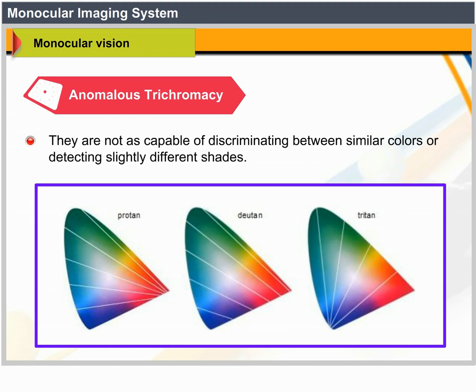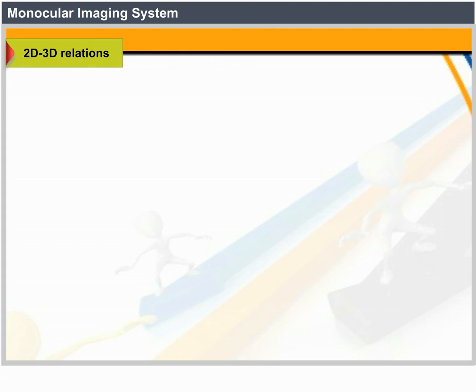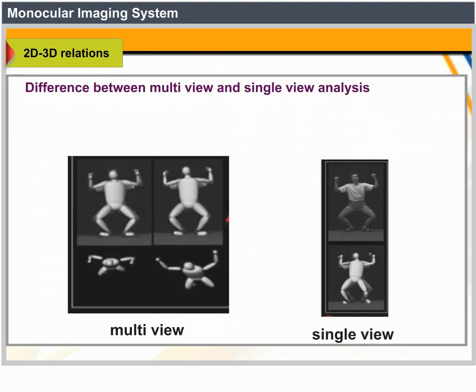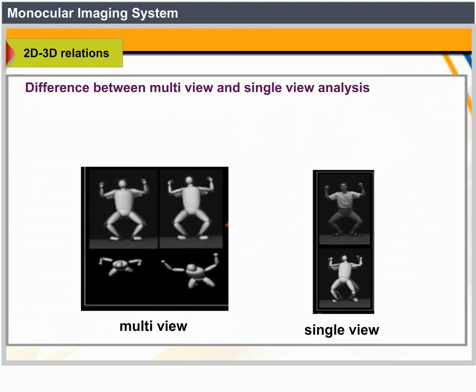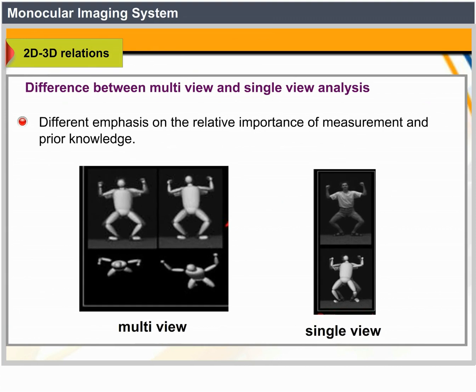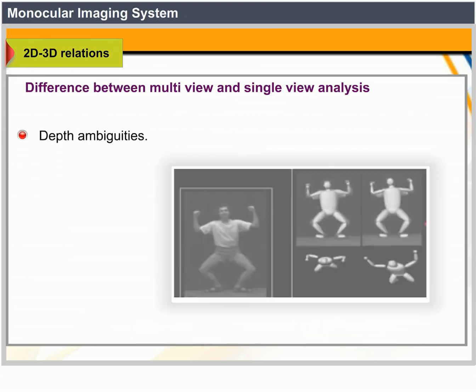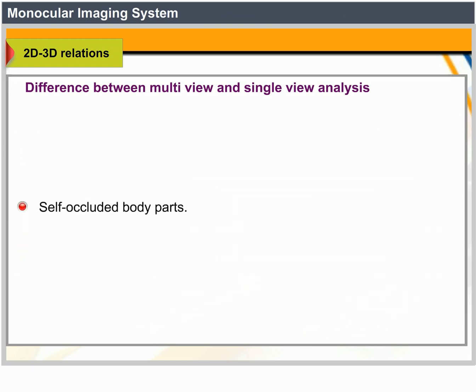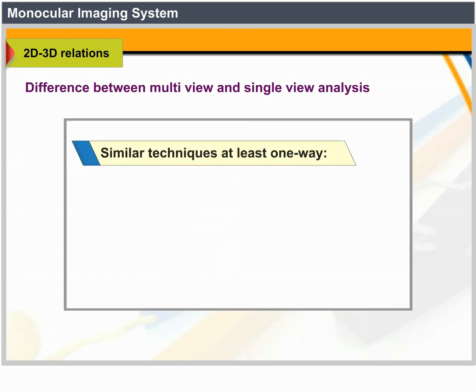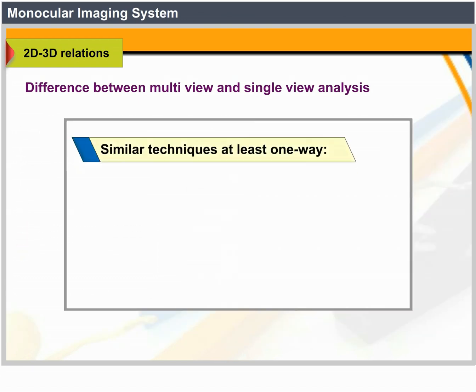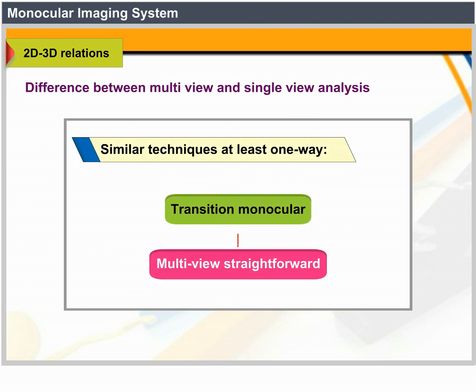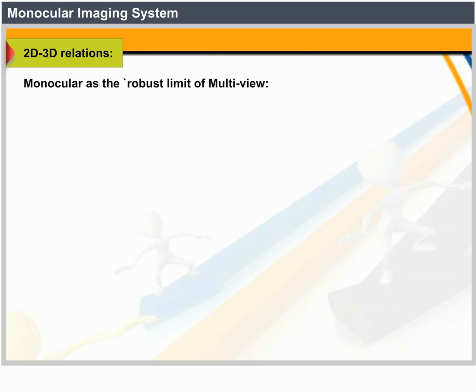2D, 3D relations. Difference between multi-view and single-view analysis. Different emphasis on the relative importance of measurement and prior knowledge. Depth ambiguities. Self-occluded body parts. Similar techniques, at least one way. Transition from monocular to multi-view is straightforward. Monocular as the robust limit of multi-view.